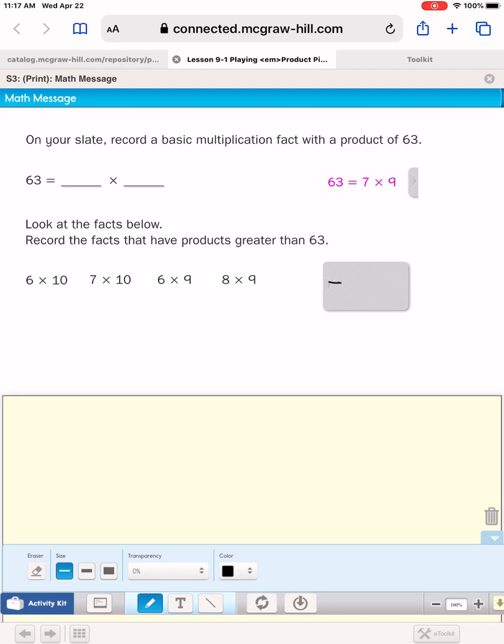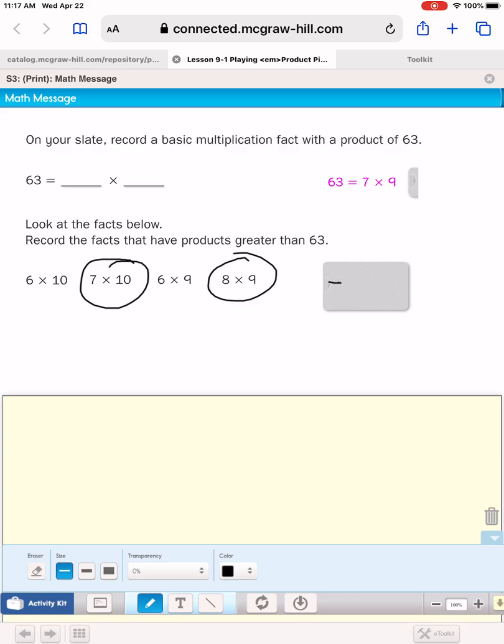So, 6 times 10 is 60. That is not greater than 63. 7 times 10 is 70. That is greater than 63. 6 times 9, 54. That is not greater than 63. And 8 times 9 is 72. So that is greater than 63.